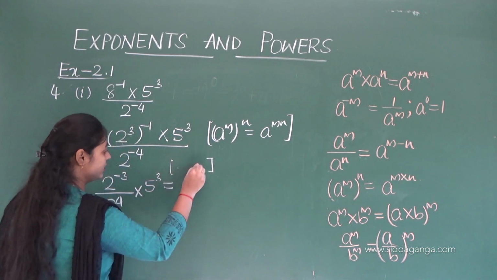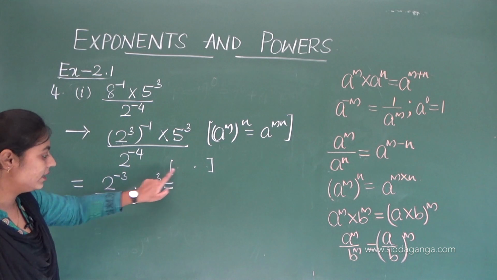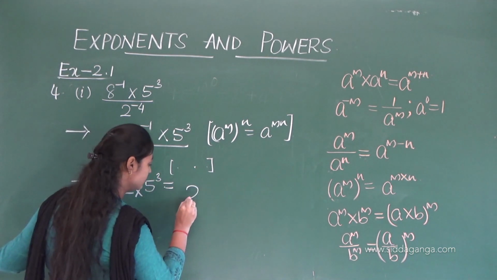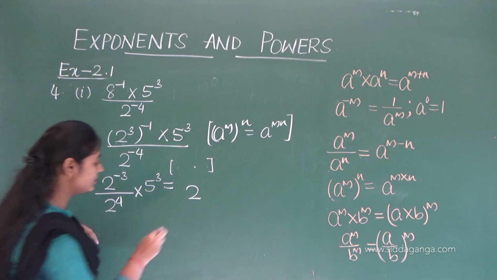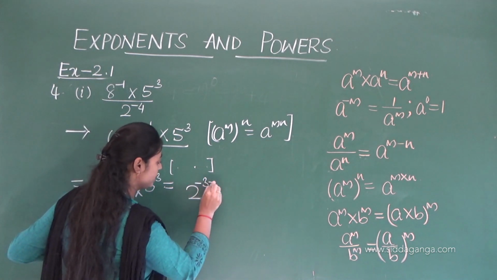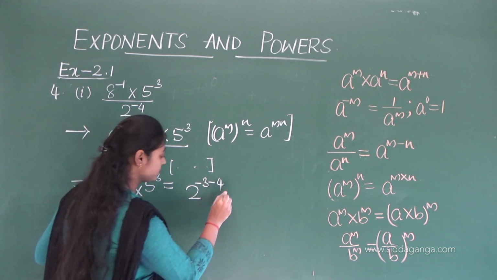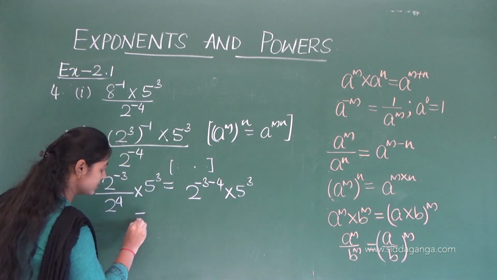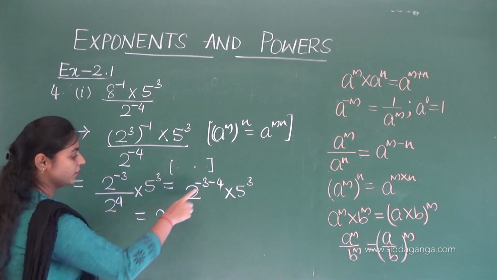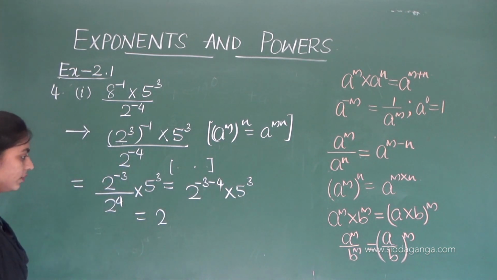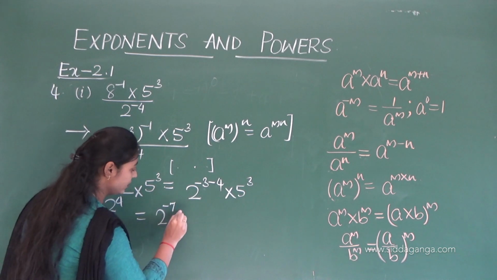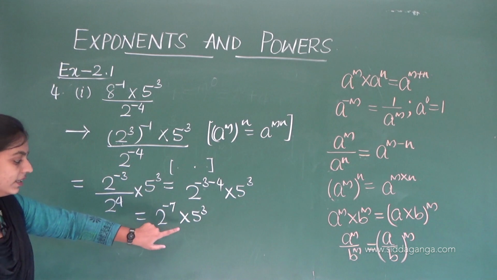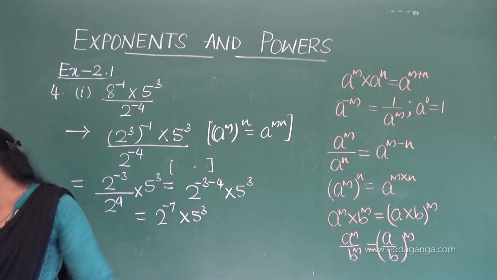You apply that law here: a raised to the power of m by a raised to the power of n is equal to a power m minus n. That is 2 to the power of m minus n, which is minus 3 minus 4, into 5 to the power of 3. That is equal to 2 to the power of minus 3 minus 4, which is minus 7, into 5 cube, 2 power minus 7 into 5 to the power of 3.